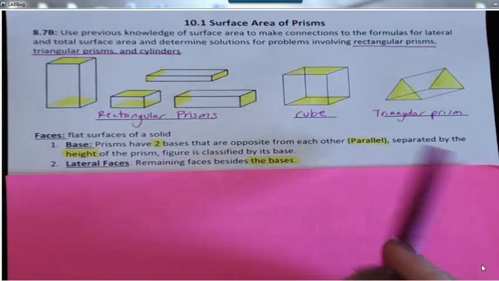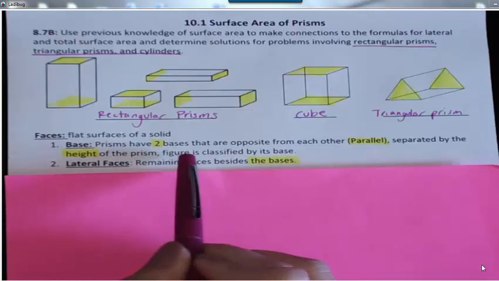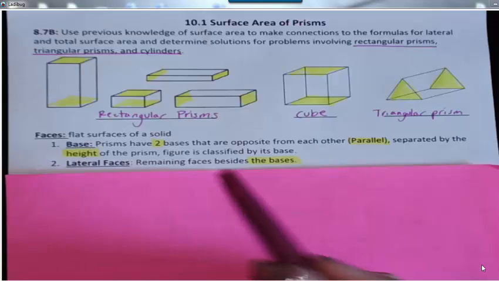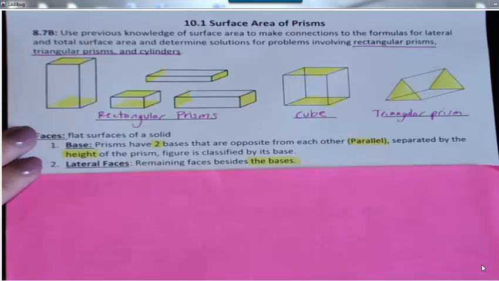Since they're parallel, they're separated by the height of the prism, and we just stated that the figure is classified by its base, so we get the name of that figure from its base. Every other flat surface that's not considered a base is called a lateral face. The definition is just the remaining faces besides the bases. Now in this TEK, we need to find the total surface area and the lateral surface area. So there's a little bit of difference between both of those.